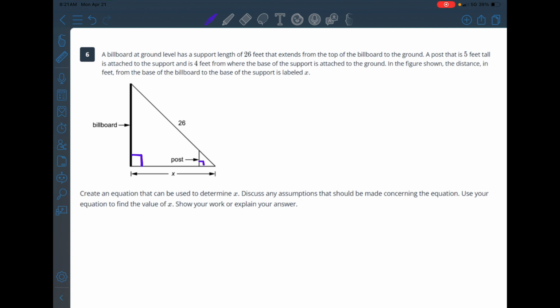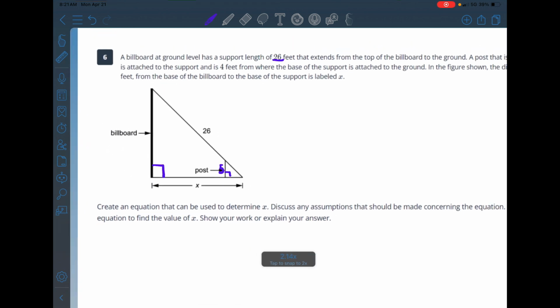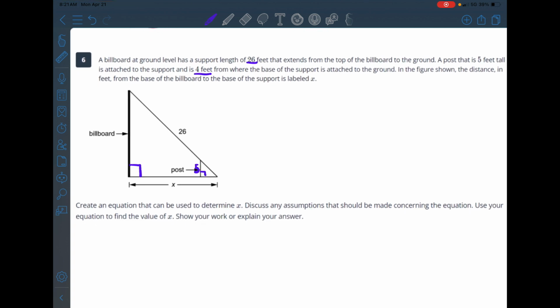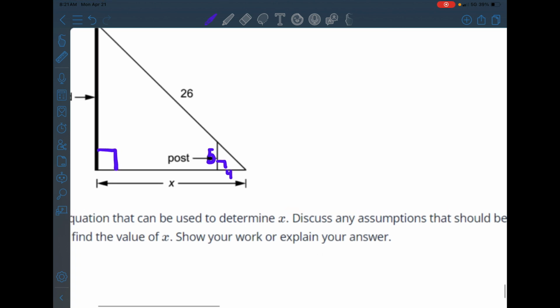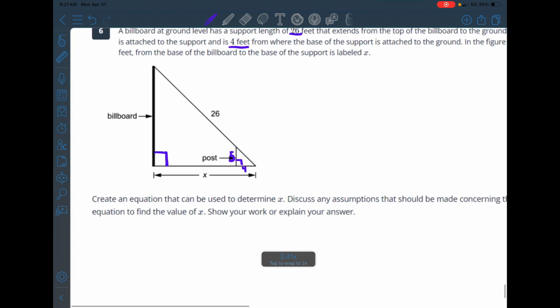So let's go ahead and put in the other information they told us. So we have the 26 already here. That is our support. And so we have a post that is 5 feet tall. So that would be here. And then it says that it is 4 feet from where the support hits the ground. So that would make this 4 feet. All right. And we want to find X.